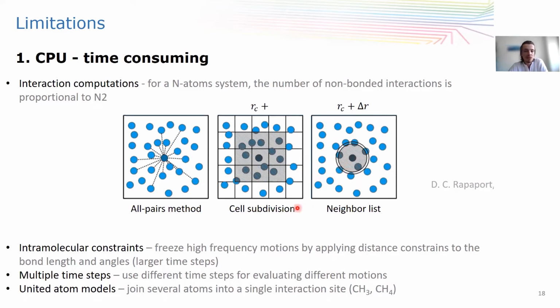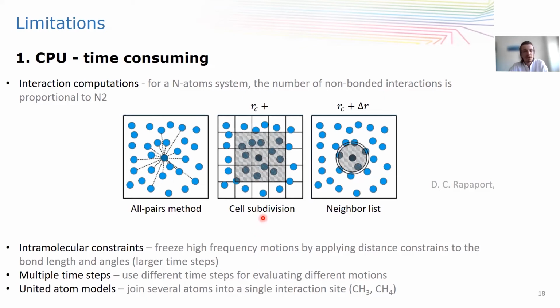Another strategy to make it easier is to freeze high frequency motions by applying distance constraints to the bond lengths and angles, which will result in larger time steps. Or we can use different time steps for evaluating different motions, or we can join several atoms into a single interaction site, like methane, for example.